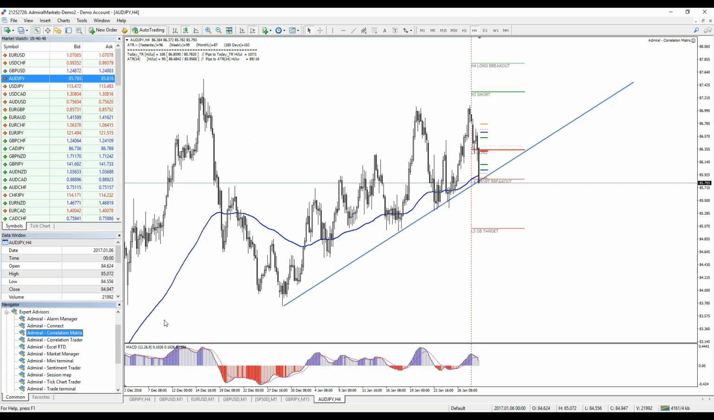You see, dollar yen is obviously setting up for some breakout to the downside. It's trying to set up for a trade.